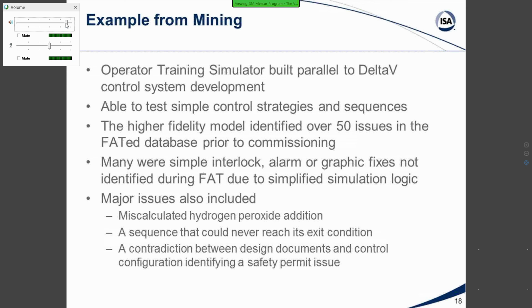This higher fidelity model than what was included. So obviously, most control system integrators will include some level of modeling. Our model identified over 50 issues in the previous FAT database prior to commissioning. Now, while most of these were minor interlock, alarm, and graphic fixes, some of the things we were able to identify were much more critical.